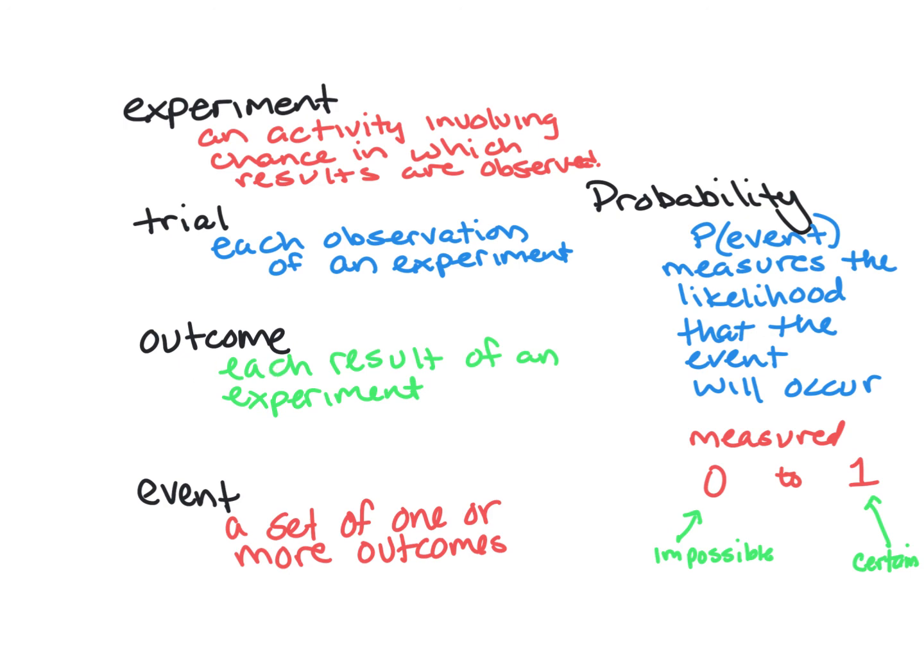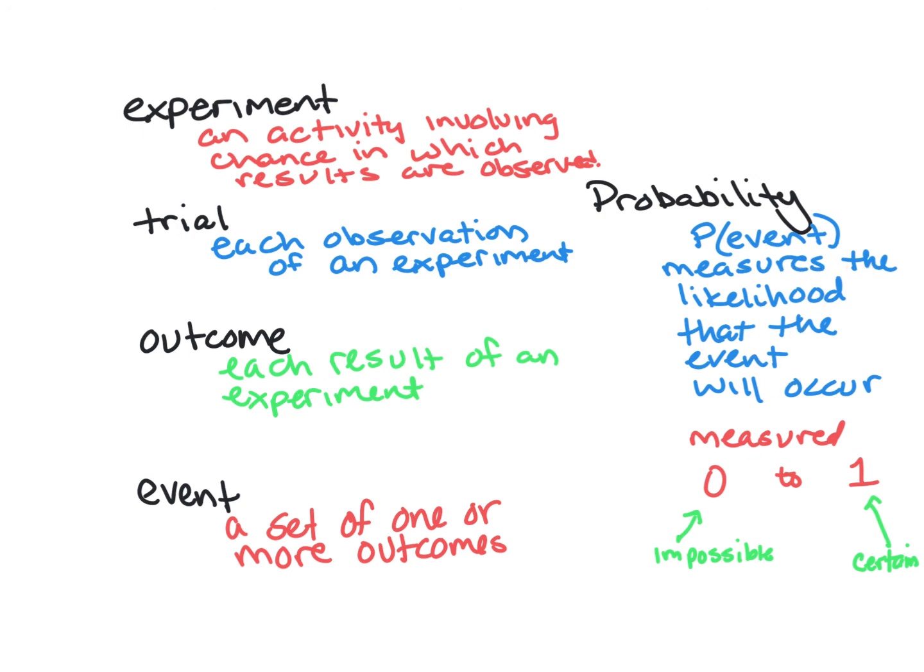The outcome is the result we get on each of those trials. You record it every time. The event is a set of one or more outcomes. So you would have tried it several times and you will have several outcomes. The event is the set of the outcomes altogether. And probability is written as the probability of the event. So the probability of the event is how I read that. It measures the likelihood that the event will occur at all.